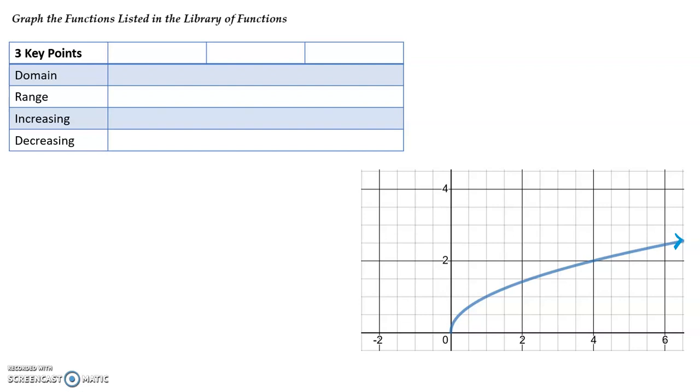Our next graph is the square root function. And we're going to be taking a look at the positive square root of x. So let's identify 3 key points on this graph. We have a point here at the origin, so we can use 0, 0. We have the point 1, 1. And we also have the point 4, 2.